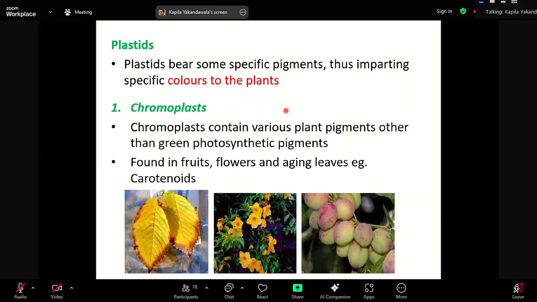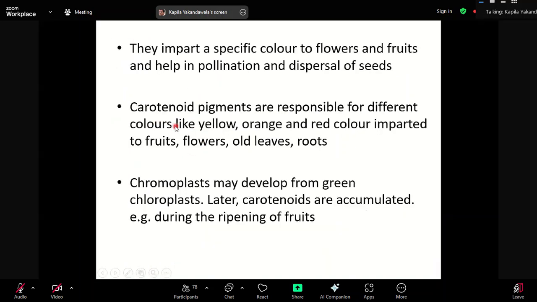Plastids are pigments which give color. First one, chromoplast. They are responsible for giving color other than green color. Like when leaves become senescent, they turn yellow. Fruit ripening, green to yellow to red color. Petals are blue color, red color, yellow color, orange color. That is due to the presence of chromoplast. So sometimes carotenoid pigments can be present and it can give different colors. As I mentioned, yellow, orange, red color.